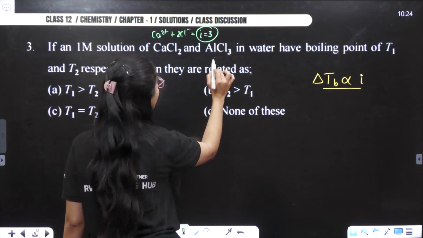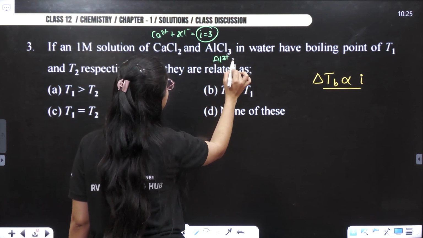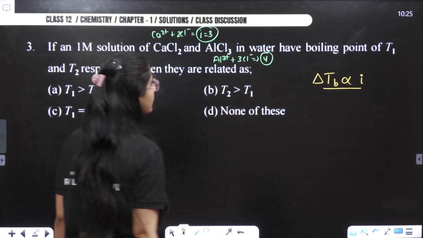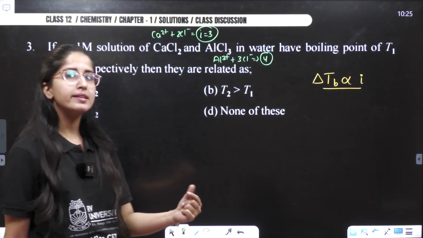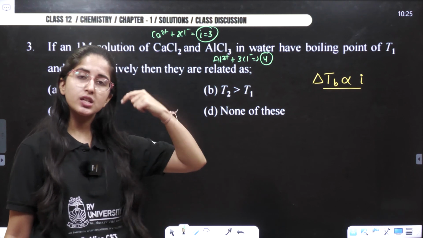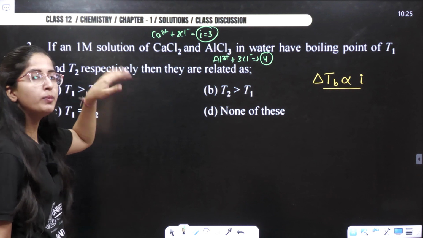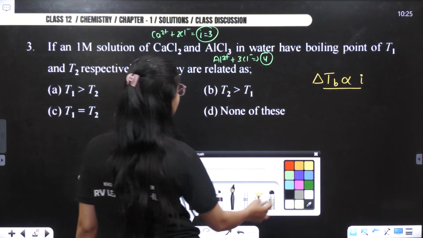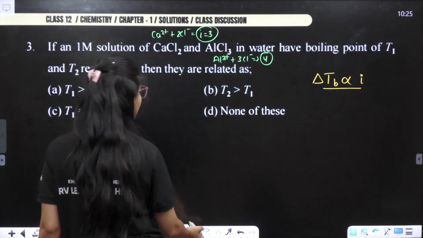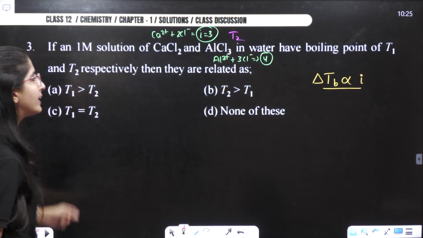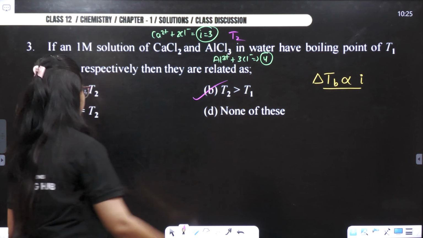Aluminium chloride dissociates into Al3+ ion and 3 chloride ions, so totally 4 particles are there. As the i value increases, the boiling point also increases to a greater extent. So clearly, aluminium trichloride, AlCl3, which has temperature T2, will be higher. So you can say T2 is greater than T1.